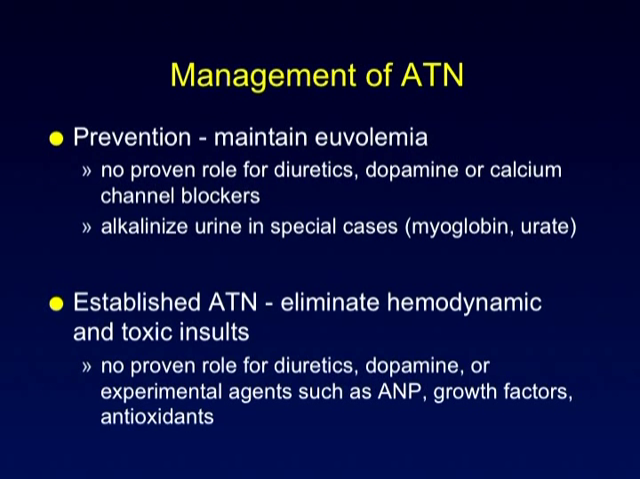Management of ATN, prevention, there's really no proven role for diuretics, dopamine, or calcium channel blockers. Some patients you might alkalinize the urine, particularly if they have tumor lysis syndrome in a patient who has a very high uric acid level, or somebody with suspected rhabdo. In established ATN, while the official word is that there's no proven role for diuretics, most of us use diuretics as a trial basis to try and induce the patient from oliguria to normal urine function.